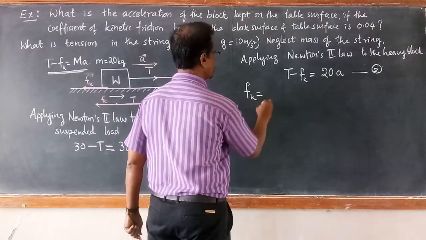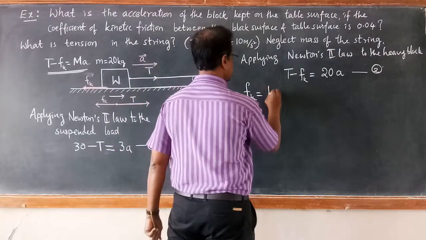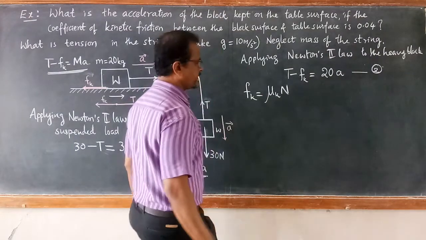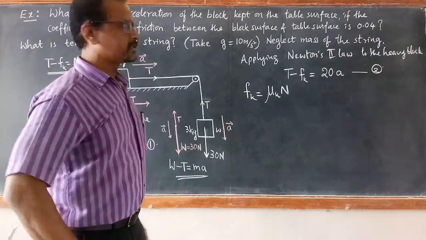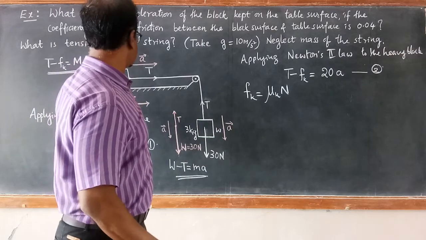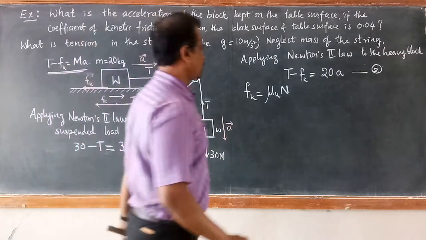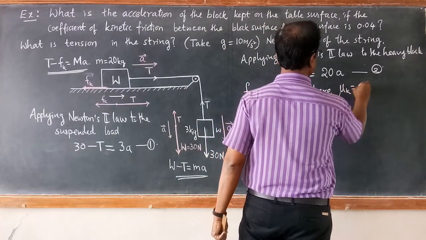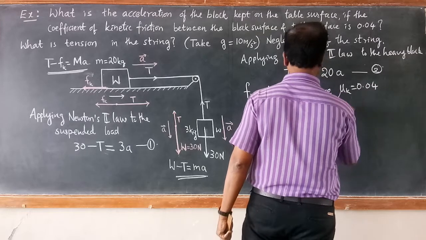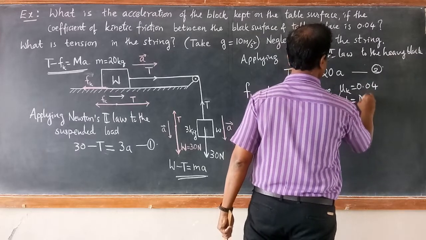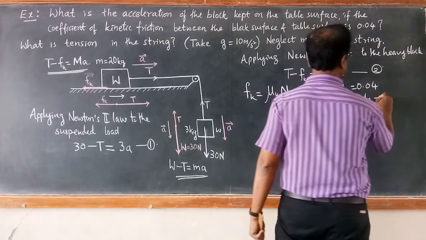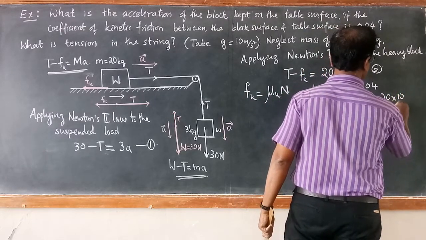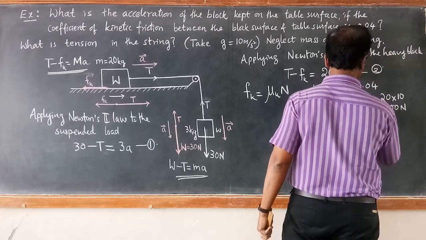Fk, kinetic friction, we know from the law of kinetic friction, Fk is equal to mu k into N. And we know what N is. N is the normal force, which is exactly equal to the weight of the body. Here mu k is given 0.04 and N is equal to capital M into G. Capital M is 20 kg and G is 10. So it becomes 200 Newton. So this is the normal force.